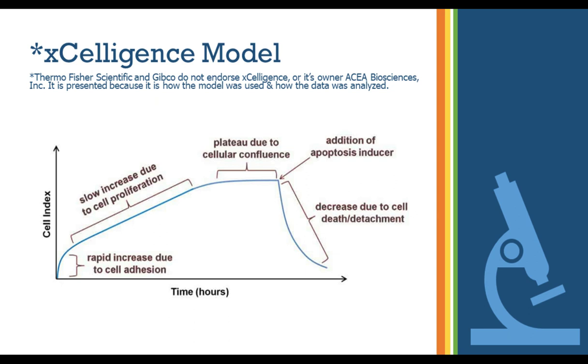You can then add different experimental treatments. In this case, they added an apoptosis inducer. As you can see, the stark drop in the trace is a decrease due to cell death or detachment, and that can show you barrier properties. At the top, when you have the plateau, you've got a nice tight barrier. When the traces drop off, it indicates damage to the barrier, whether due to cell death or detachment. Something is disturbing the barrier properties.